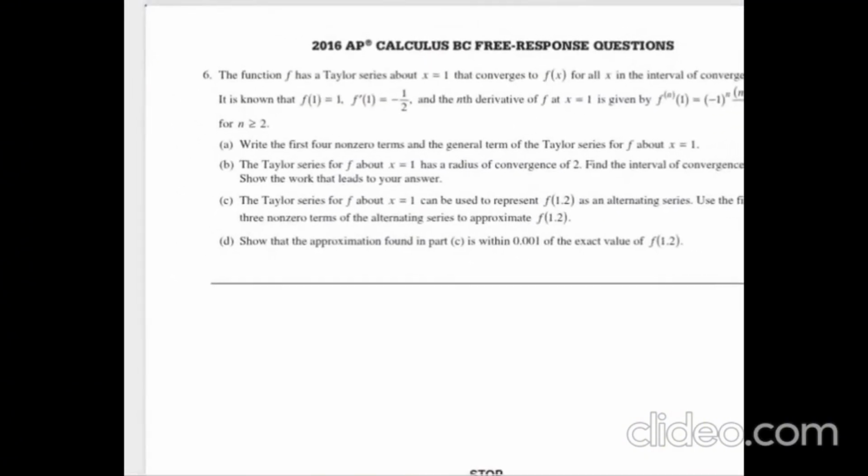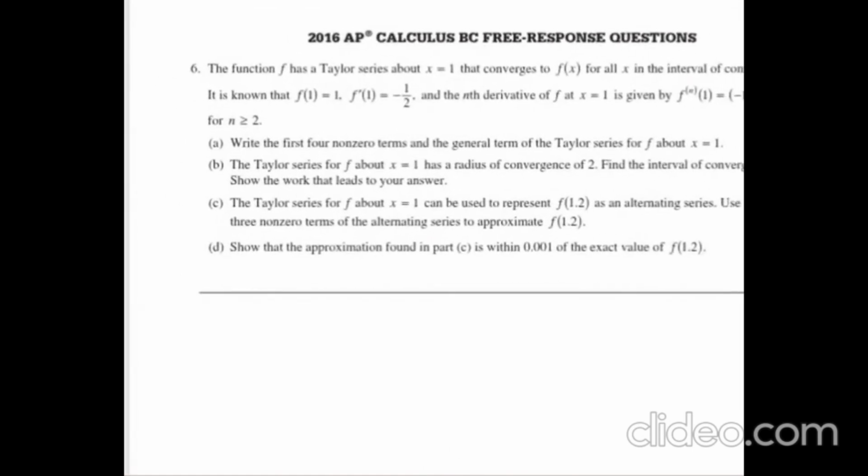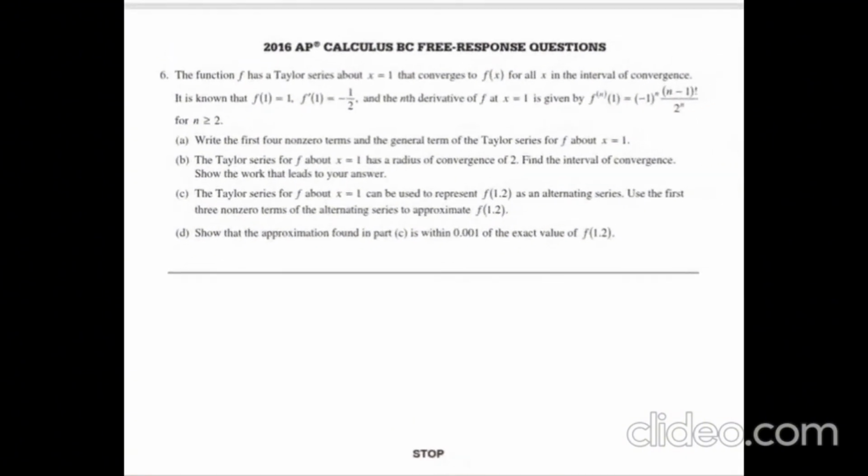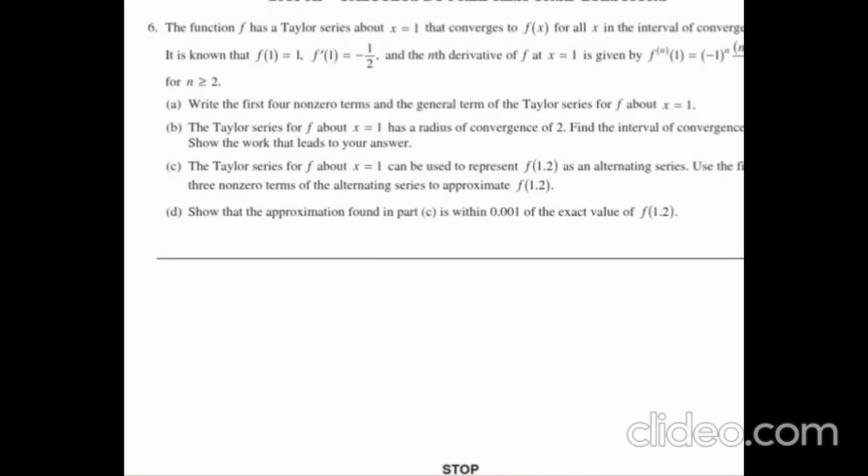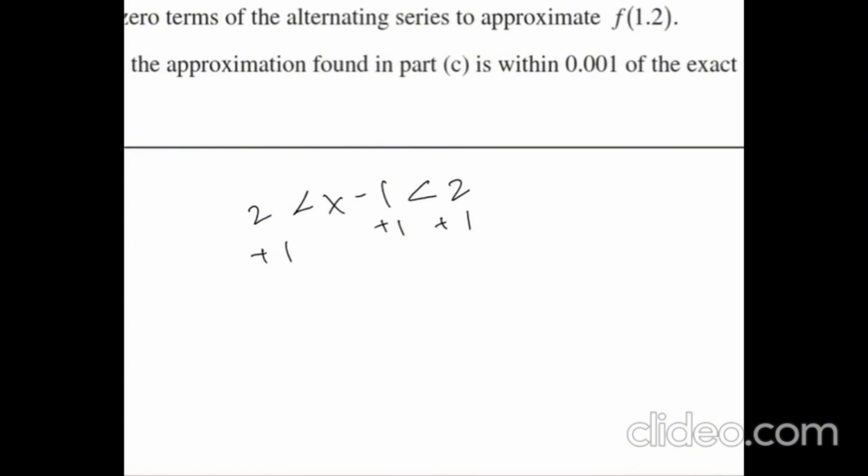Okay, so for part B of this question, this is a pretty easy one. We're given the center and the radius already, so what we have to solve for are just the edges of the interval. Since it's centered at 1, we know that x minus 1 can go to 2, and we haven't tested these limits yet, right? So we'll add 1 here, 1 here, 1 here. So we know that the interval is from negative 1 to 3.